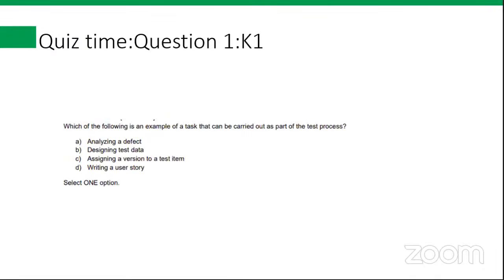The first question for you is: which of the following is an example of a task that can be carried out as a part of the test process? Option A is analyzing a defect. Option B is designing test data. Option C is assigning a version to a test item. And the final option is writing a user story.